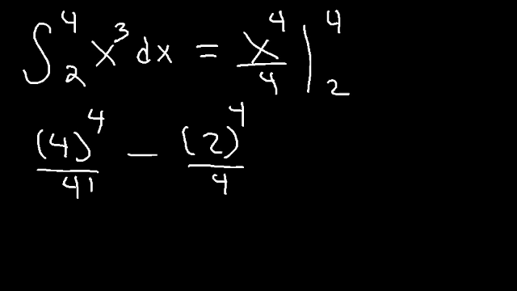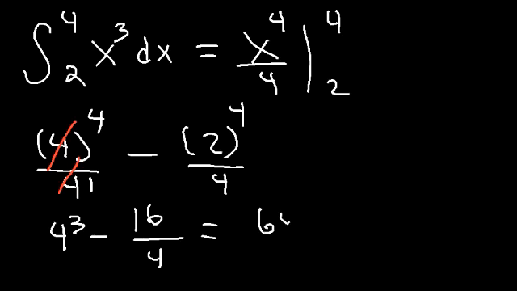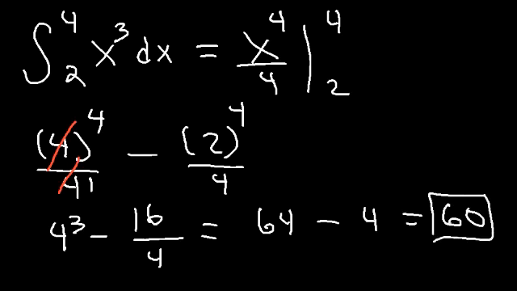So what is 4 to the fourth power? Well, for one thing, we can cancel a 4. So this is going to be 4 to the third power. 2 to the fourth is 16. 4 to the third, that's 4 times 4 times 4, that's 64. And 16 divided by 4 is 4. So the final answer for this problem is 60.